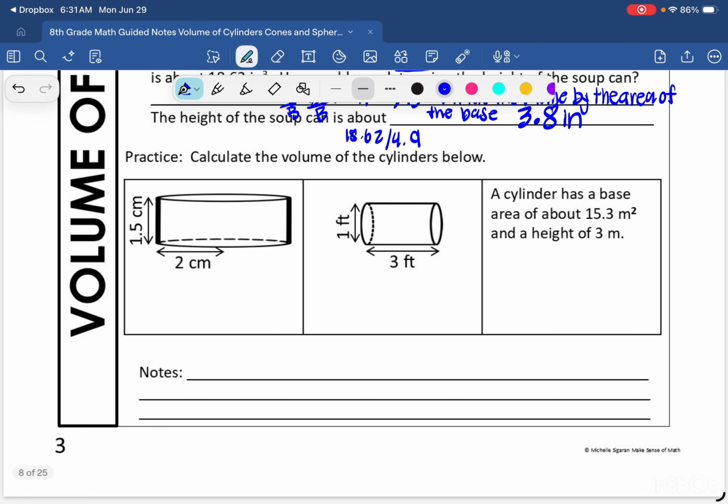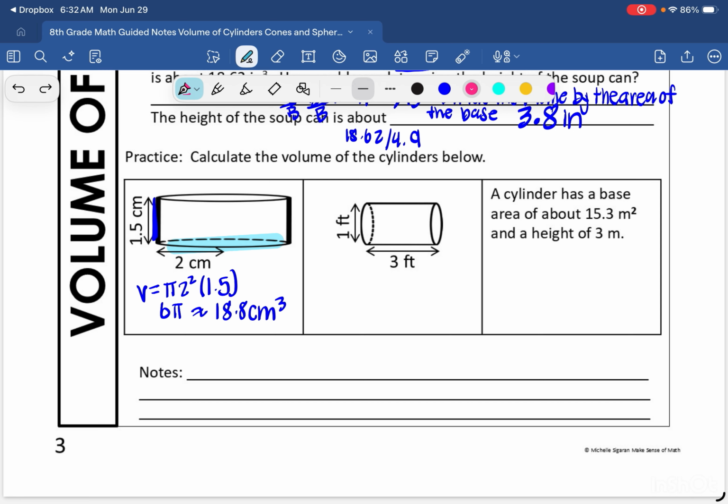Calculate the volume of the cylinders below. Volume is going to equal the area of my base, which is this circle down here at the bottom. So that's going to be pi times my radius squared, so pi times 2 squared, and I will multiply that by the distance between the bases, which is 1.5. If I multiply all of that together, I get 6 pi in exact form, and that is about 18.8 centimeters cubed.